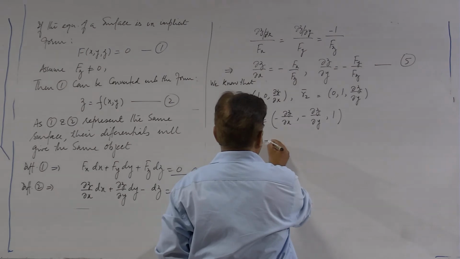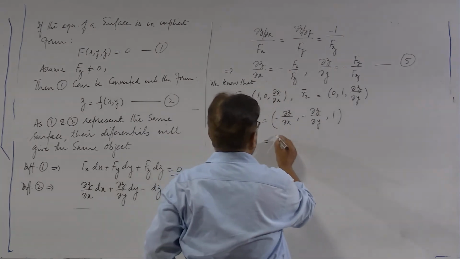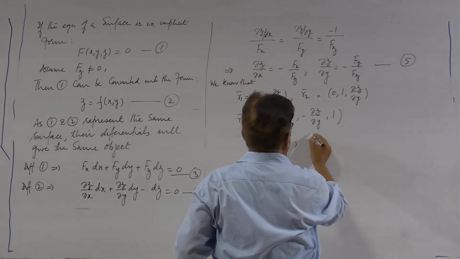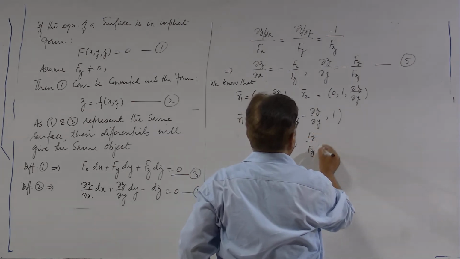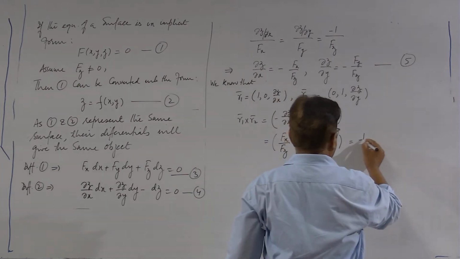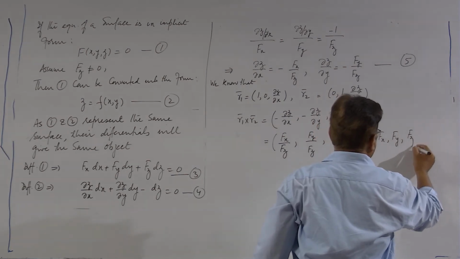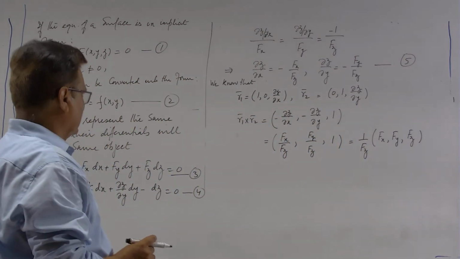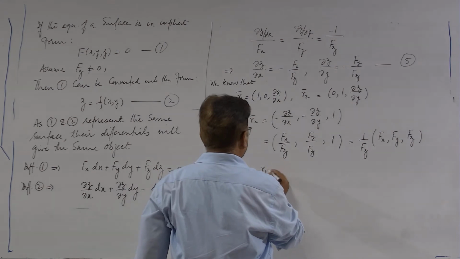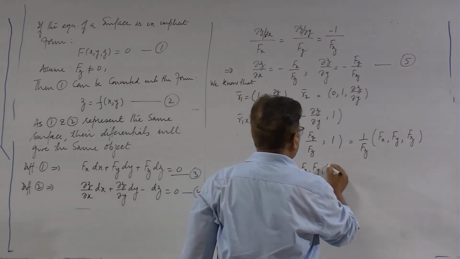Okay. Now, if you want to work with F(x, y, z) equal to 0, I can change them. Del z upon del x is minus F_x upon F_z. Del z upon del y I can replace by minus F_y upon F_z, and this is 1. Okay. Or I can rewrite it as 1 upon F_z times (F_x, F_y, F_z). Okay. So, this is the vector which is in fact normal. Okay. So, what does it mean? It means that r_1 cross r_2 is a vector which is parallel to (F_x, F_y, F_z).